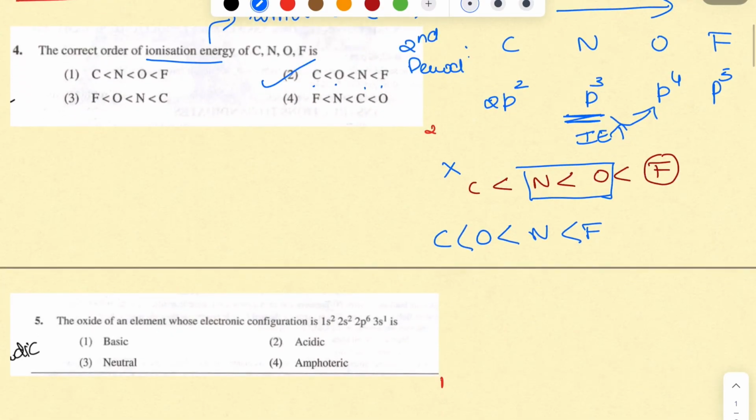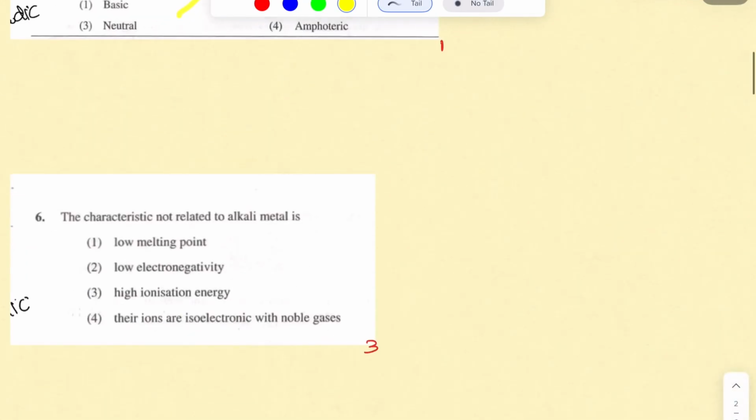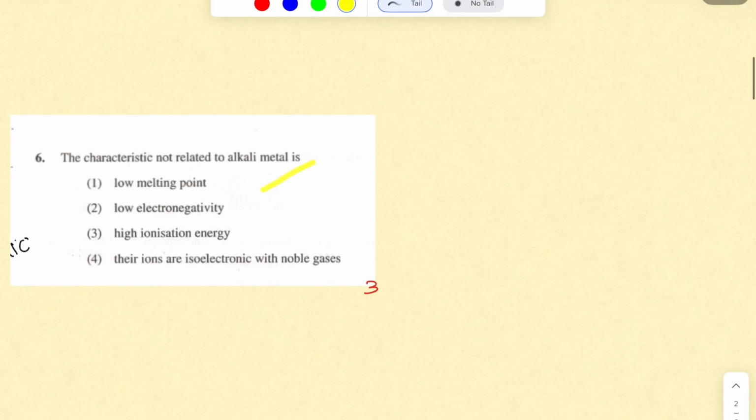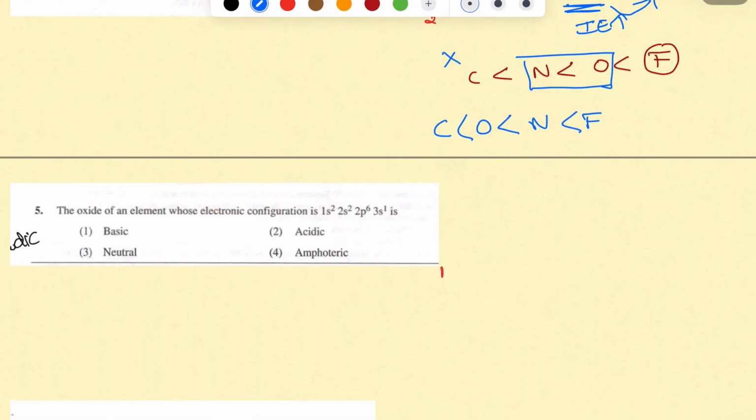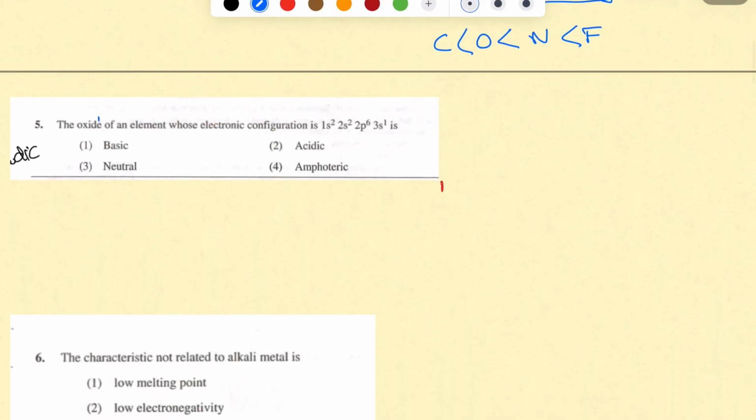One more question in 2009 we have from periodic classification. They have asked 1, 2 and 3 questions. So let's see the next question. The oxides of an element whose electronic configuration is 3s1.